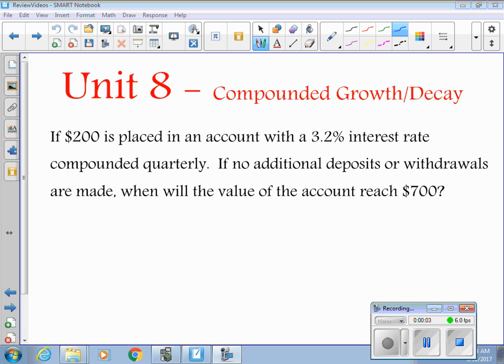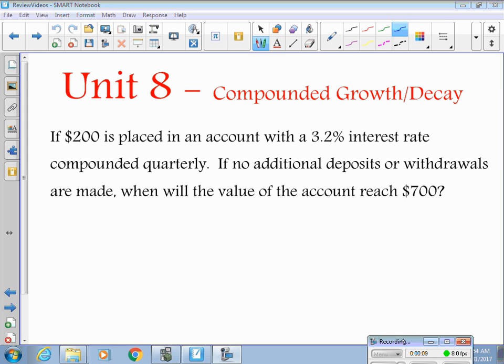Compounded growth and decay. That means we're going to compound something, it's either going to increase or it's going to decrease. So let's see what we've got here. If $200 is placed in an account with a 3.2% interest rate compounded quarterly, if no additional deposits or withdrawals are made, when will the value of the account reach $700?